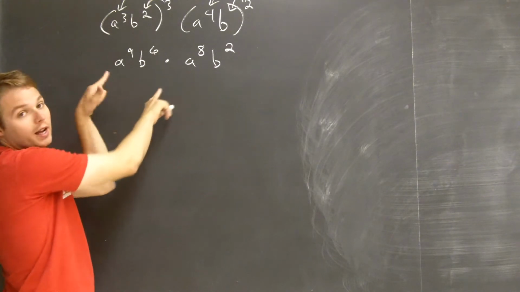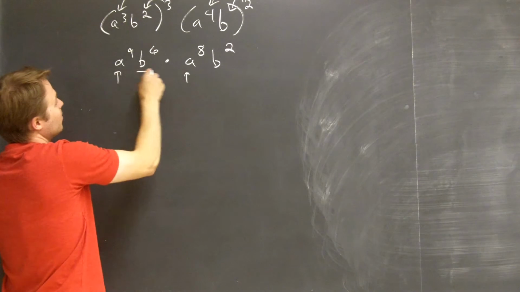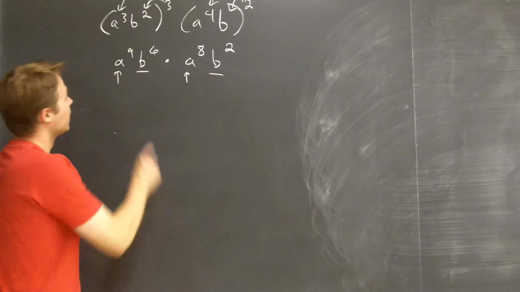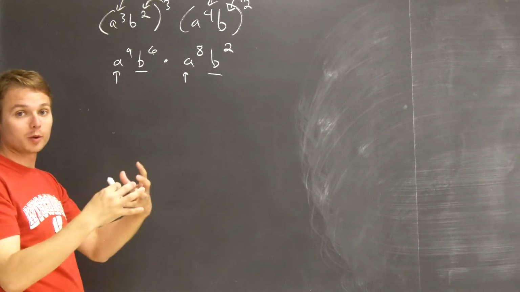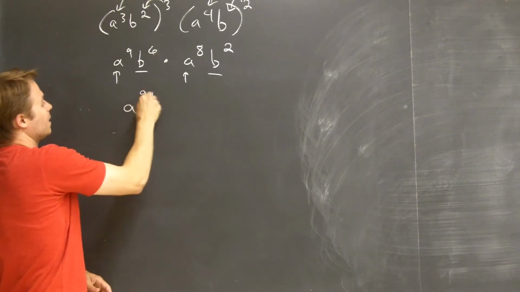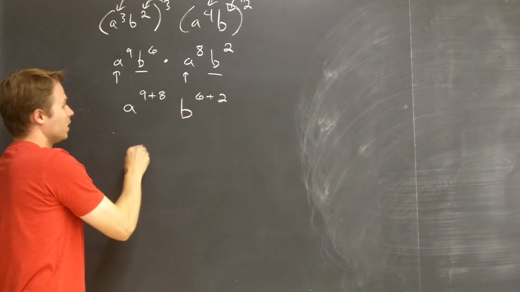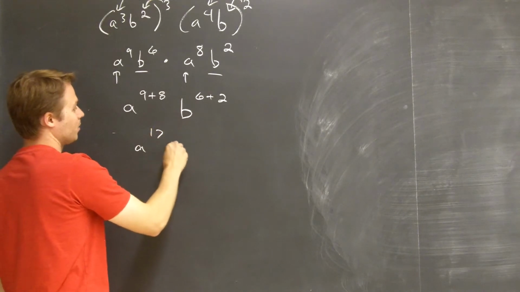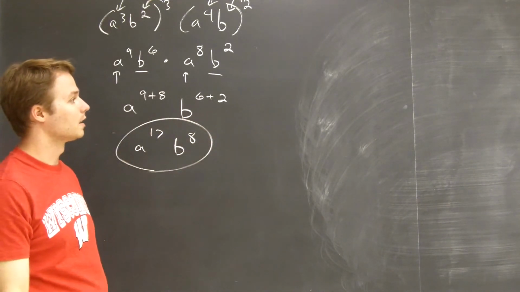Now I'm going to multiply two terms that have common bases. Both of these have a's, and both of these are b's. So now this is when I'm going to add the exponents. Make sure you remember the difference in when you should multiply exponents and when you should add the exponents. So in this case, I'll get a to the 9 plus 8 times b to the 6 plus 2. So a to the 17th times b to the 8th. And that's as simple as we can get this answer.